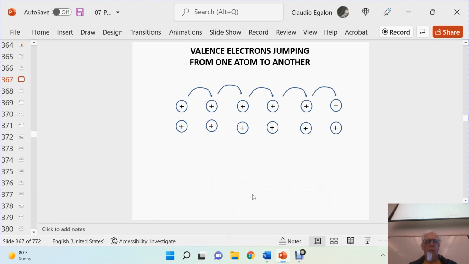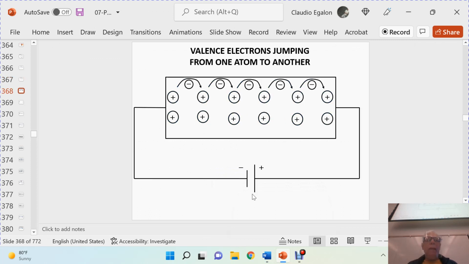Here you go, the valence electrons jumping from one place to another. But if I put a potential energy here, a battery, if I connect the battery to this wire, what you have here is a wire that I blew up, made it bigger for you to see what happens inside. Those valence electrons end up being attracted to the positive side of the battery. That's how you have to visualize this. So electrons are responsible for the electric current, and in this drawing, they move like that. They are attracted towards the positive side of the battery.